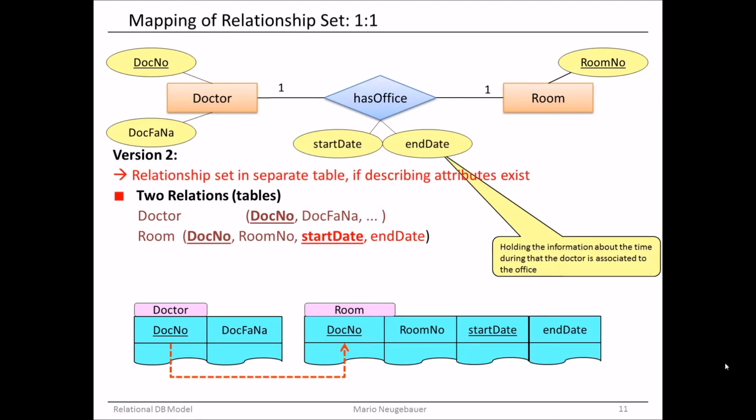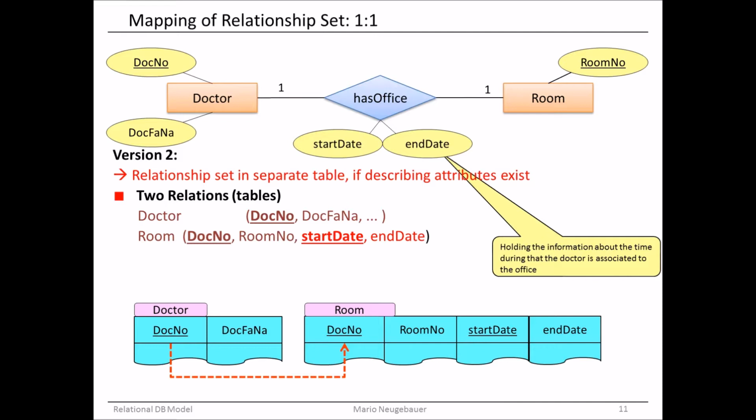And then there might be another case for the relationship set with the cardinality one-to-one. The case might be that we have attributes, like shown here, describing this relationship set in more detail. If we first have a look at the model, we connect the doctor to the room. Again, a doctor has an office in one room, and in one room, out of the set of rooms, there is only one doctor assigned who has an office there. So it's a one-to-one relationship set.